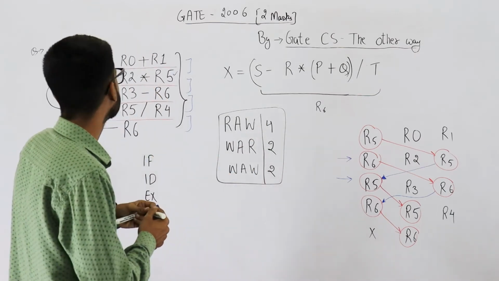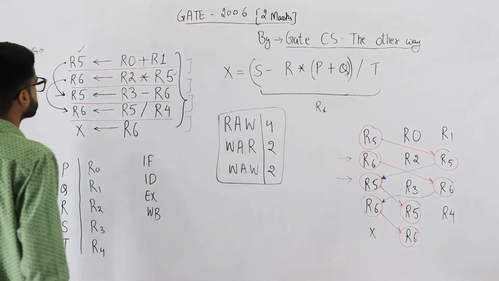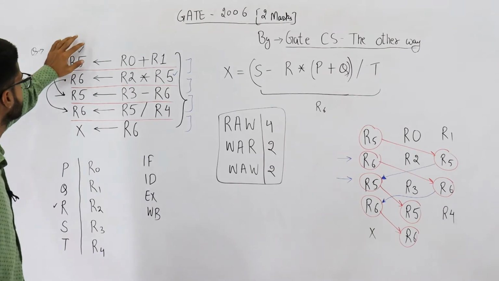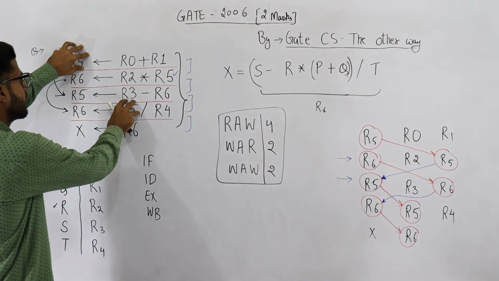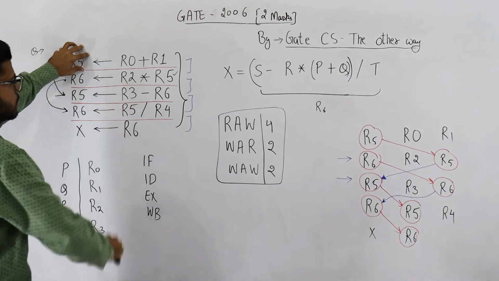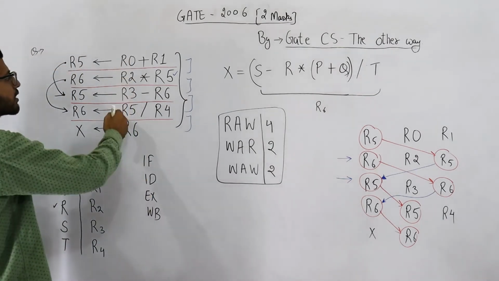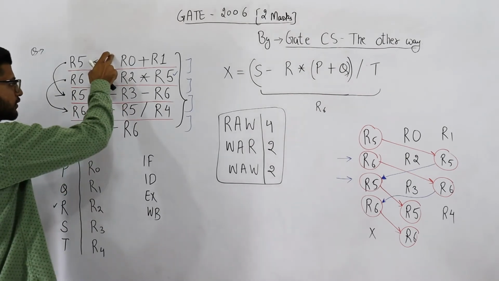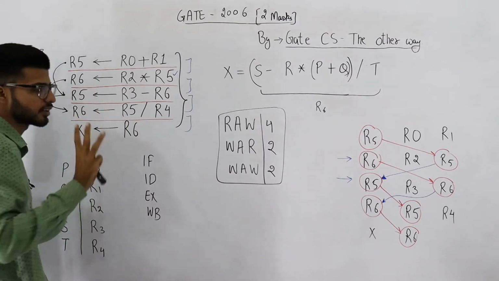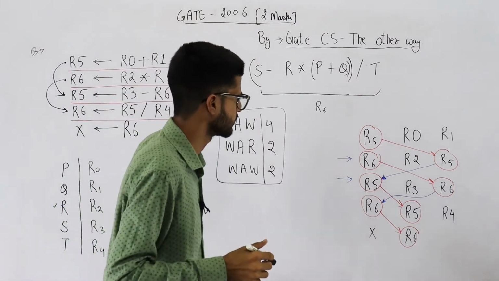Now one doubt that you might have is, this is R5 and this one is also R5. Why are we not considering this dependency? Actually, they are far away. We have 2 instructions between them. Starting from here, this one is the 3rd instruction. So you don't need to consider those dependencies.